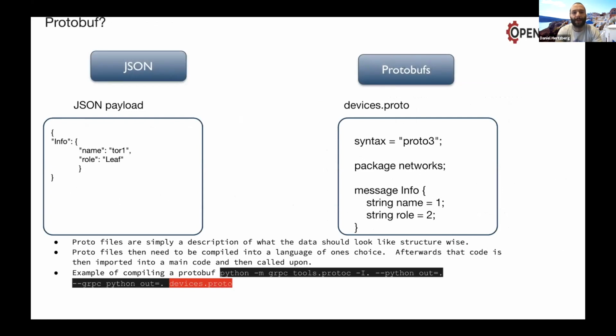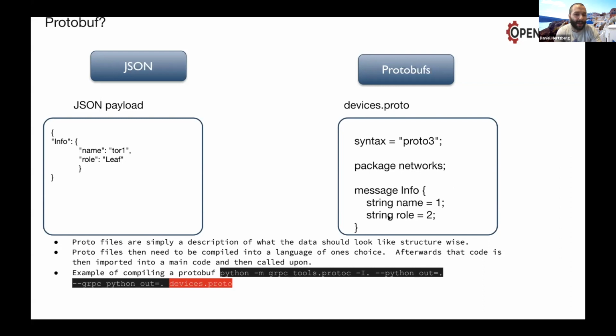So what is a protobuf, and how is it different from JSON? If we were working with the API, the JSON payload looks like this: you have info as the element, and then you have name and role. In a protobuf schema, you have a file. I'm going to call this devices.proto. Inside here it's pretty much the exact same thing. You have info, and inside info you have two different fields, field 1 and field 2, name and role, and they're strongly typed. It has to be a string for both of these, but you can fill this with anything you want.